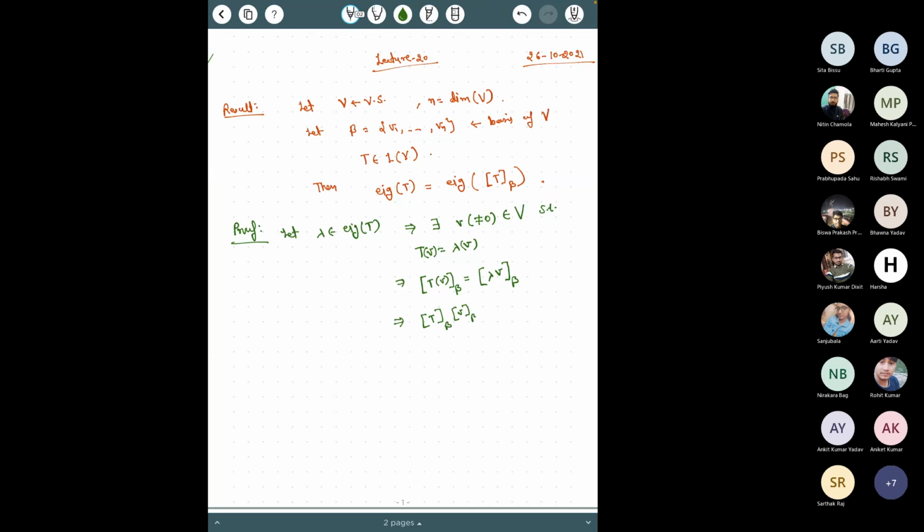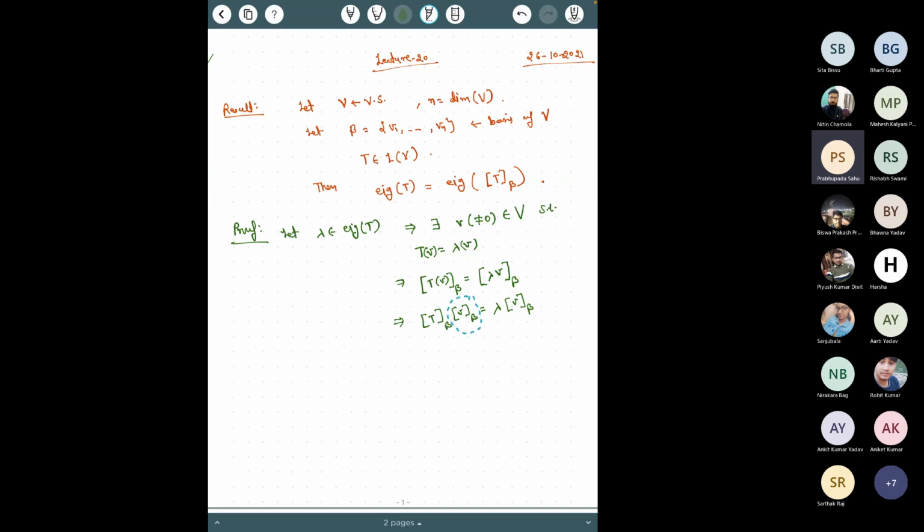Right. But then can we say from here that lambda is an eigenvalue of the matrix of T? Yes, sir. This we can say, provided this vector is not zero here. But why is this not zero? We have taken v is not equal to 0.